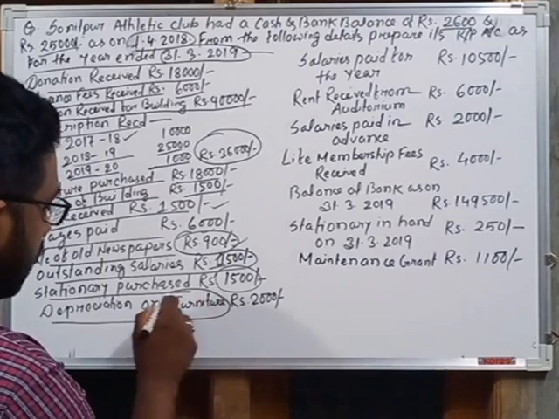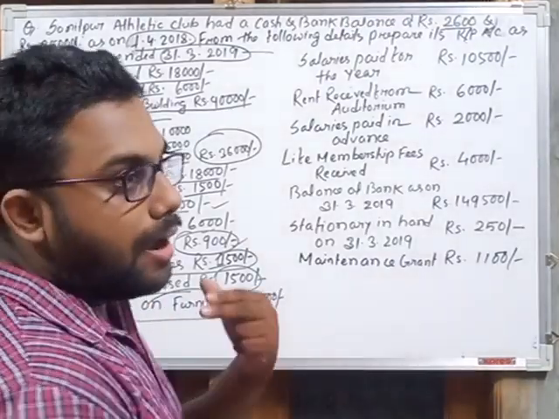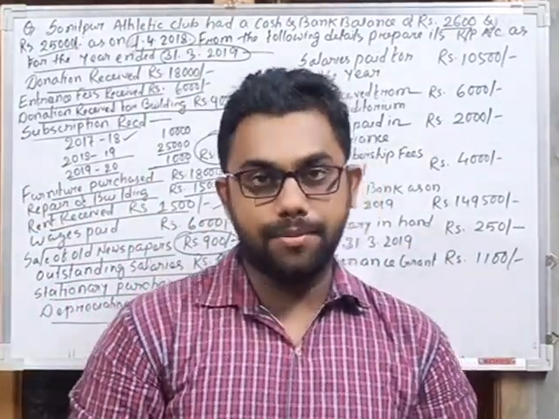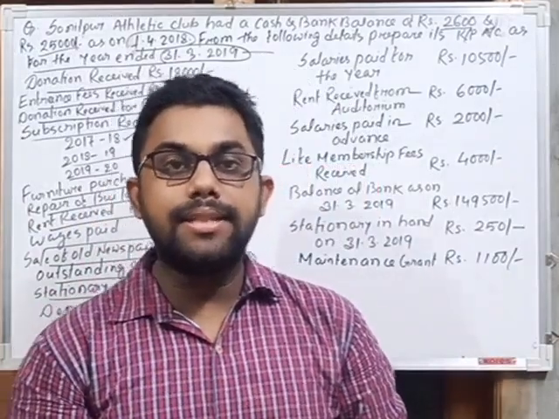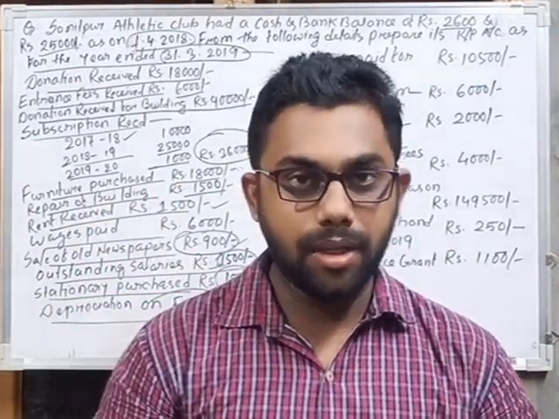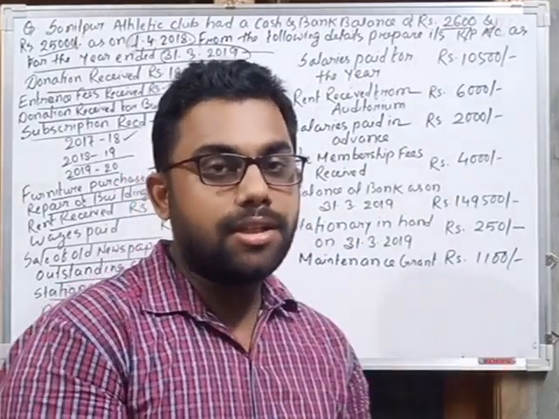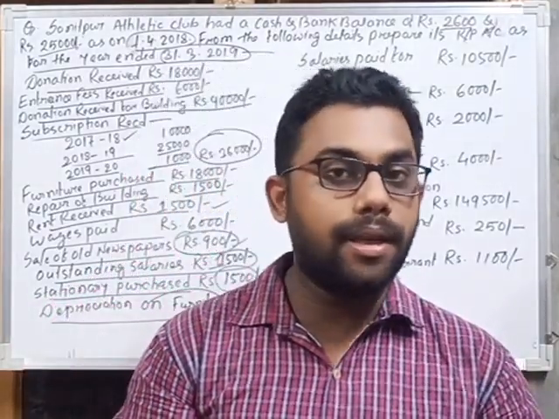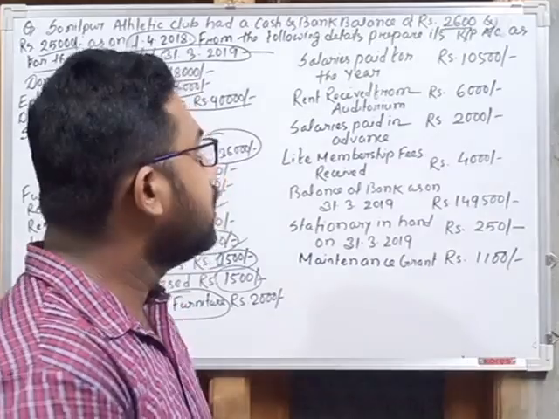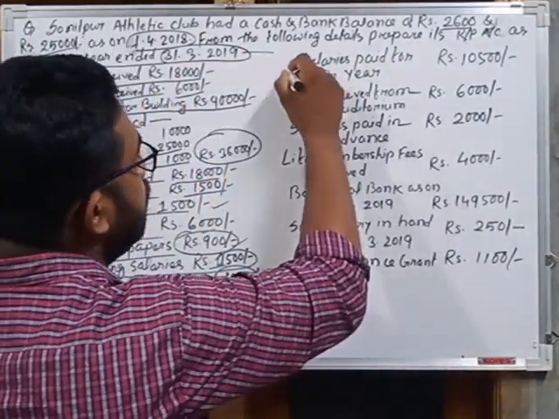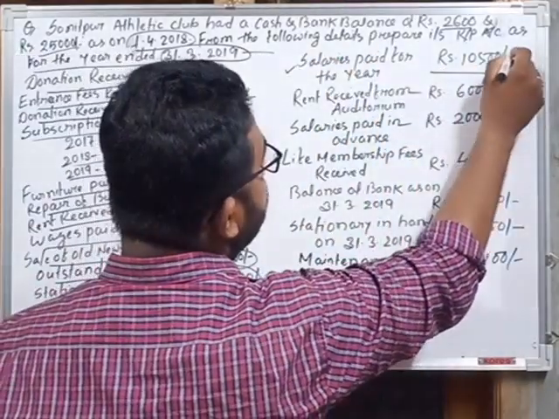Depreciation on furniture. Remember, I have told you many times that depreciation is a non-cash expenditure. So receipts and payment account affects only the cash transactions, so it will not come in receipts and payment account. Next, salaries paid for the year, rupees 10,500.